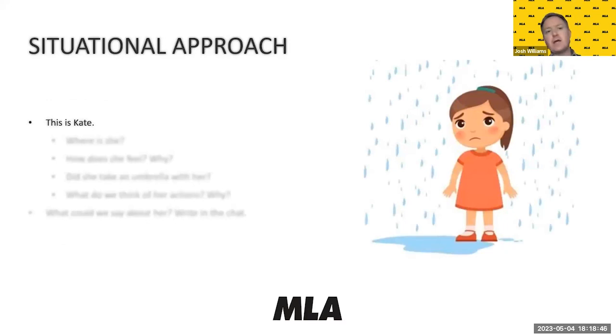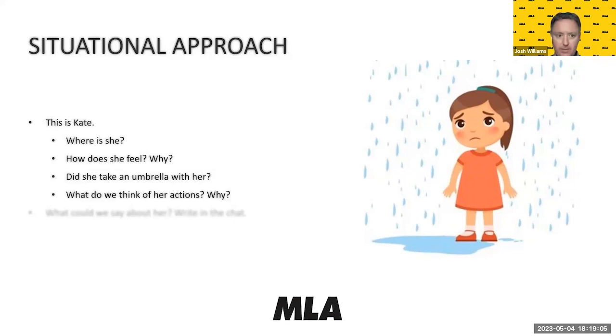So if we're looking at the situational approach, okay, and I'm going to get you to interact here too. This is Kate. Okay, where is she? Okay, how does she feel? Okay, and why do you think she feels this? Did she take an umbrella with her? What do we think of her actions? Why? Okay, so what could we tell her to explain your situation. Okay. So what could we say about her?